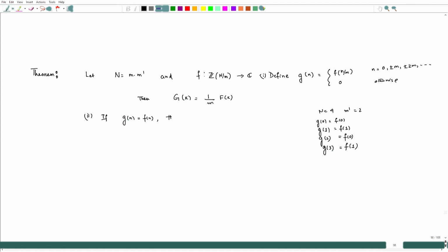Then g hat of k is equal to f hat of k by m if k is equal to 0, plus or minus m, plus or minus 2m and so on and so forth, and 0 otherwise. Okay. So let us prove this.